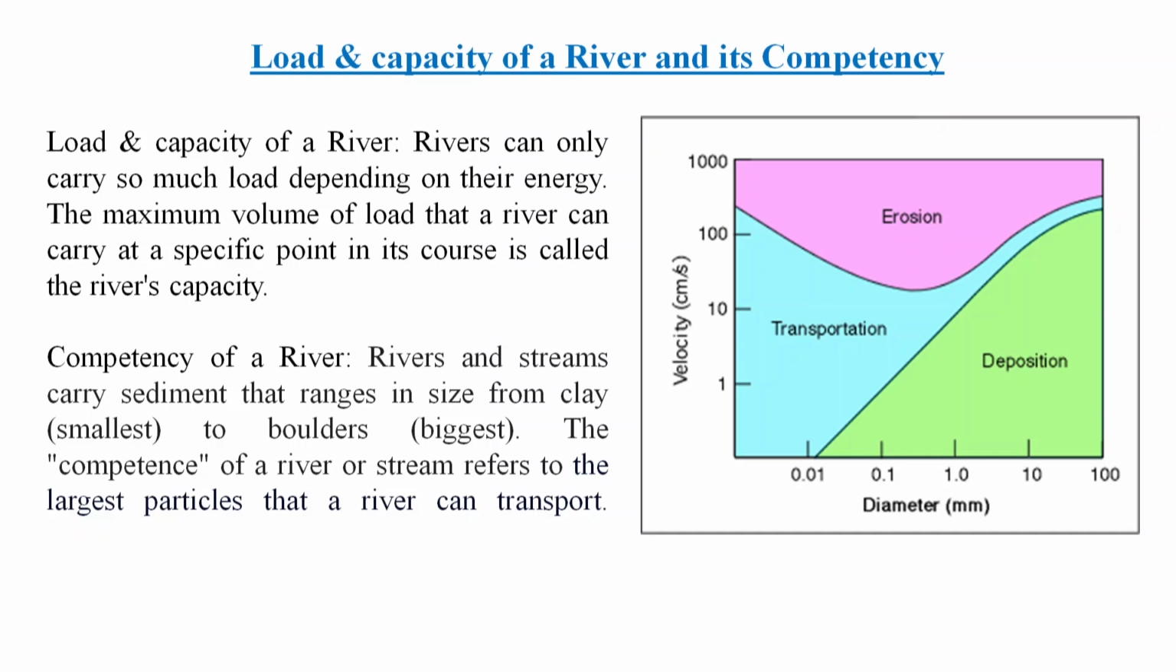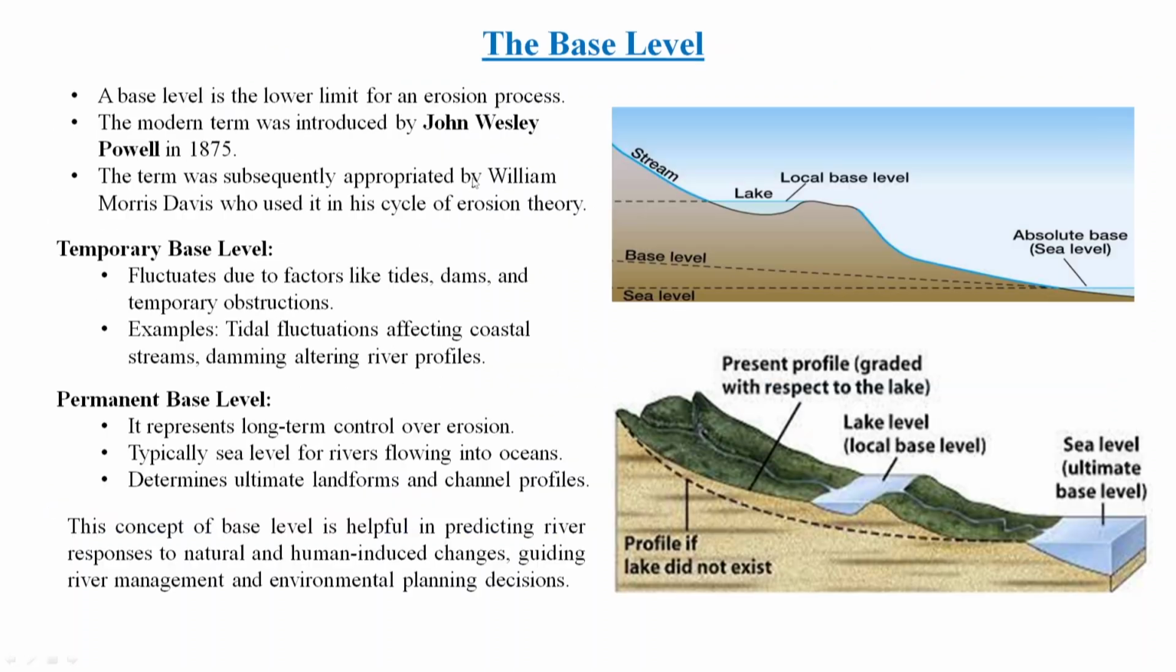So simply by looking at the type of particle a river is carrying at a particular zone or reach, you can get an idea and analyze its competency, whether it is a highly competent river or it has lost its competency during its long travel from its place of origin to the mouth of that river.